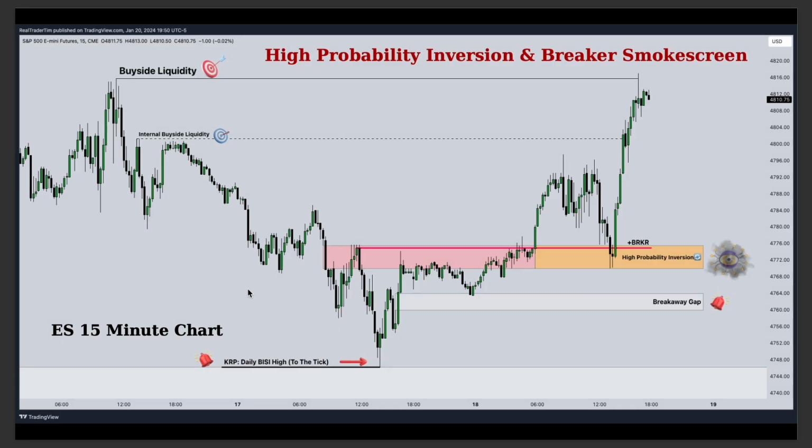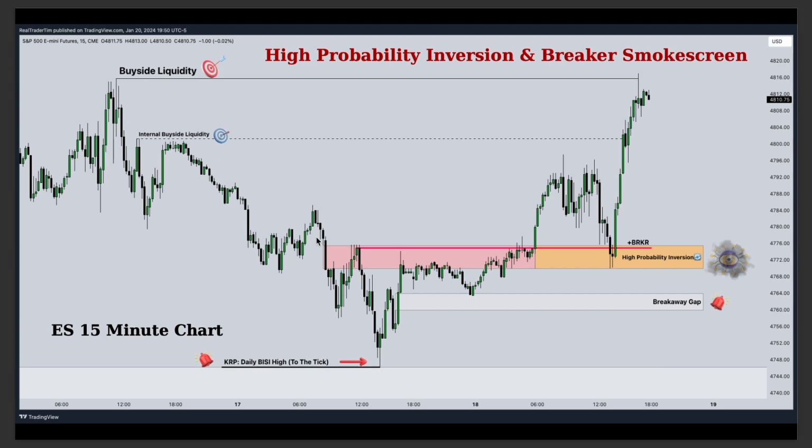So we've dropped down into a 15-minute chart, and let's discuss what we see here. So down here, this is that daily fair value gap high that we just discussed, to the tick, I may add. So we can really see how we can use multiple time frames to get a great understanding of what is occurring in price. We have this 15-minute SIBI here. The algorithm initially utilized that SIBI to send us to that key reference point. Again, that's that daily BISI high.